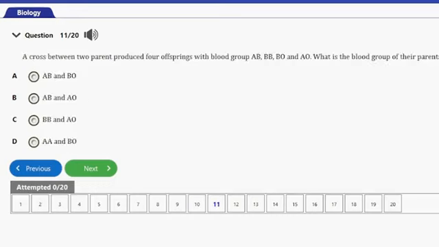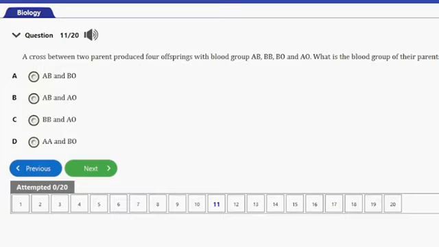Question number 11. It says, a cross between 2 parents produced offspring with blood group AB, BB, BO, and AO. What is the blood group of their parents? We have options A, AB and BO, B, AB and AO, B, BB and AO, and then C, AA and BO. So guys, obviously the answer to this question is option A here, and that's AB and BO.